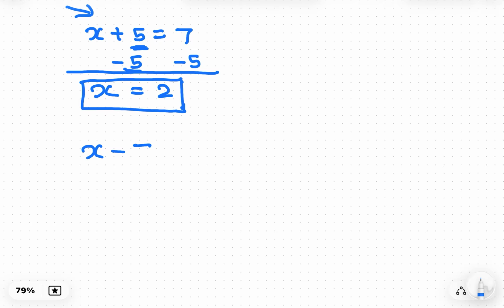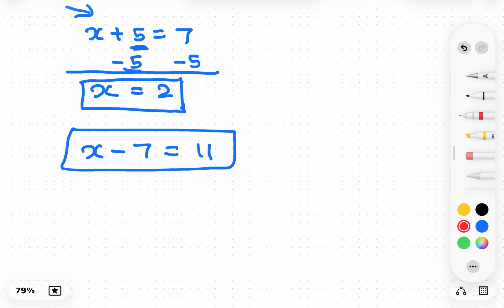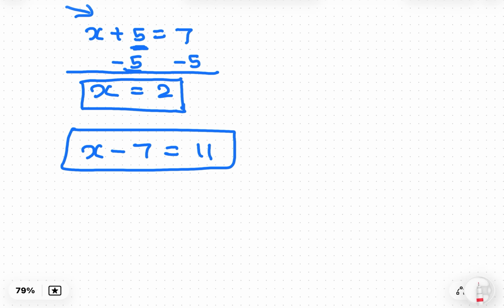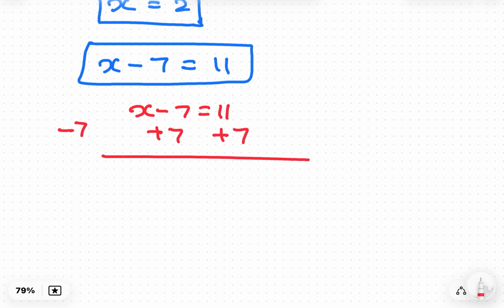If we have the equation x minus 7 is equal to 11, to solve this, first try to detect what operations are already done with the variable side. The variable side is x minus 7, and we can see 7 is already subtracted from the variable. So we need to do the very inverse of it, which is adding 7, and we need to do the same operation on both sides.